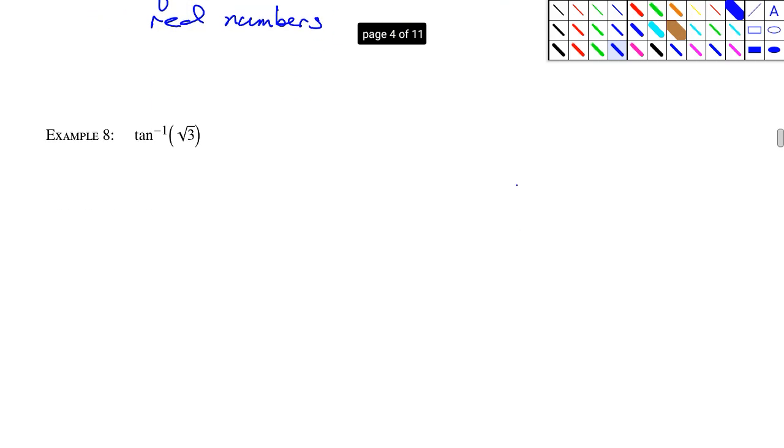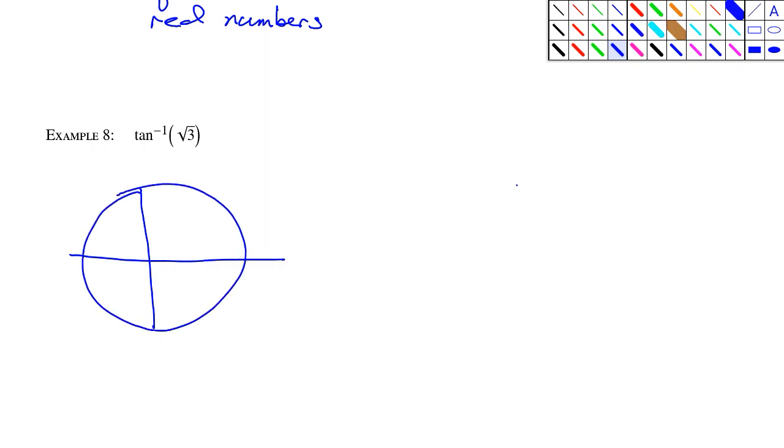Example 8, find the inverse tangent of root 3. So one of the things that I would do in the first quadrant of your unit circle is add in the tangents. Now, you won't have access to that on the test, but you can quickly reproduce these. You know that the 45-degree angle produces a 1, because that's where the coordinates are the same, and tangent is the ratio of y over x. Well, if the y and the x are the same, then their ratio is 1.